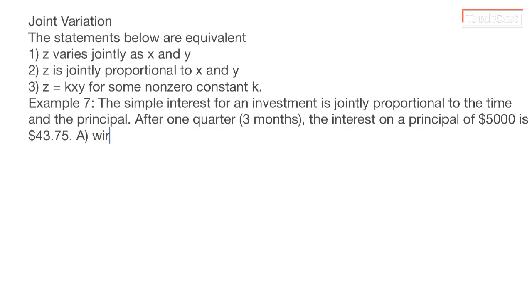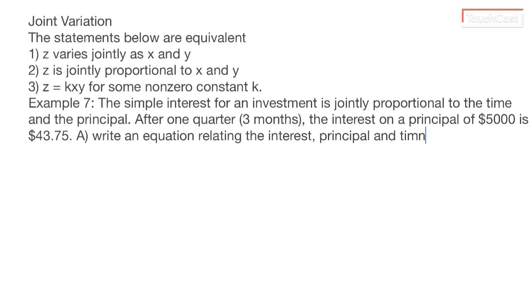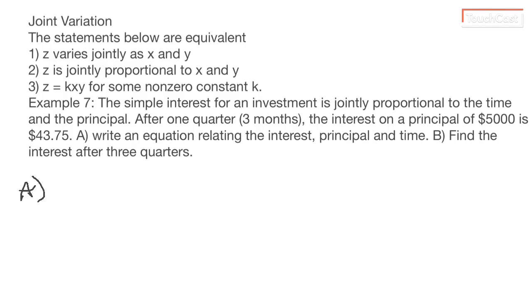We need to, A, write an equation relating the interest, principal, and time. And then B, find the interest after 3 quarters. So in part A, we can write a formula as the interest is equal to our K value times the principal times the time.